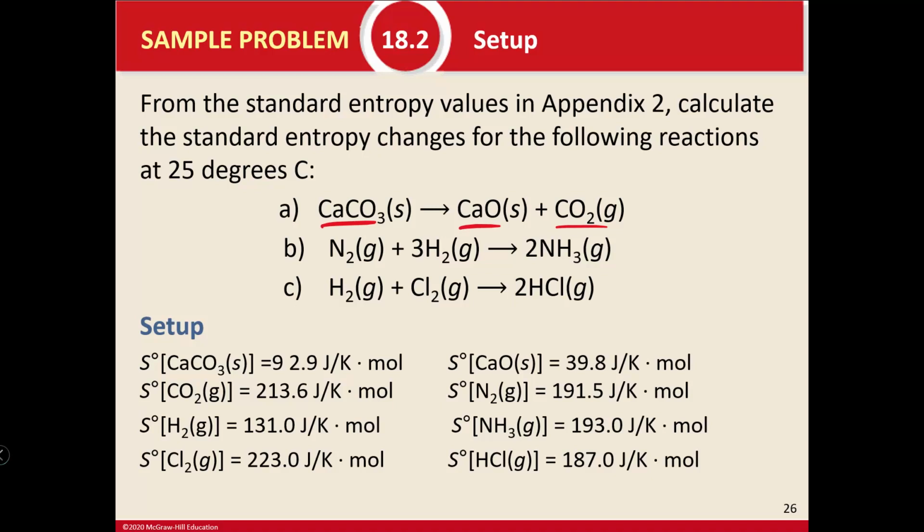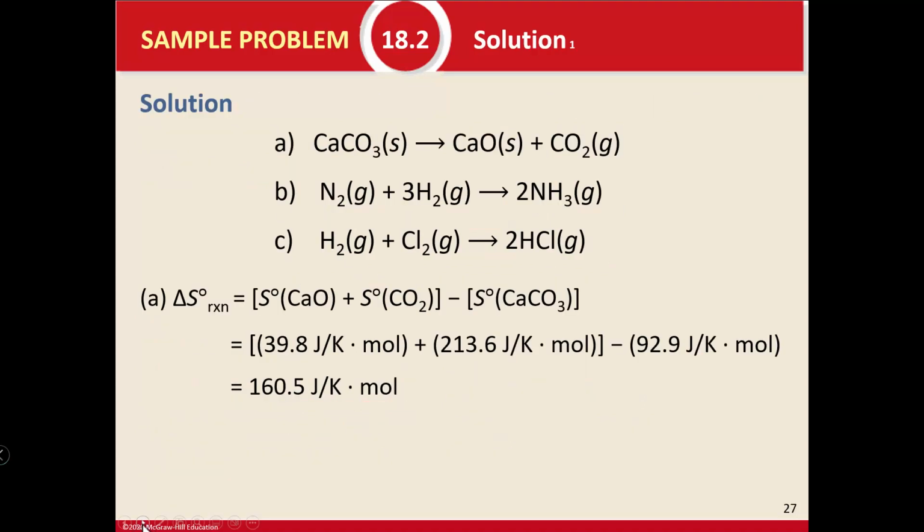And so here is the entropy of the calcium carbonate, here's the entropy of the carbon dioxide, and here's the entropy of the calcium oxide. And then you're going to add up the entropies of the products and subtract the entropies of the reactants. Very easy problems. These are easier than what we've been doing, right?